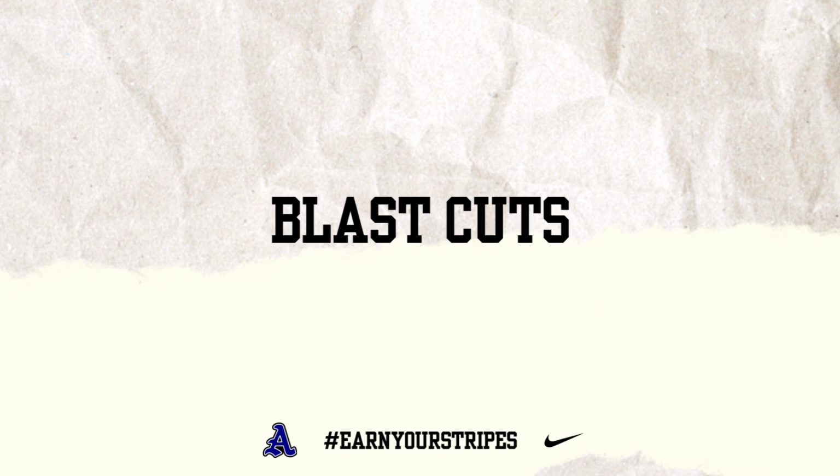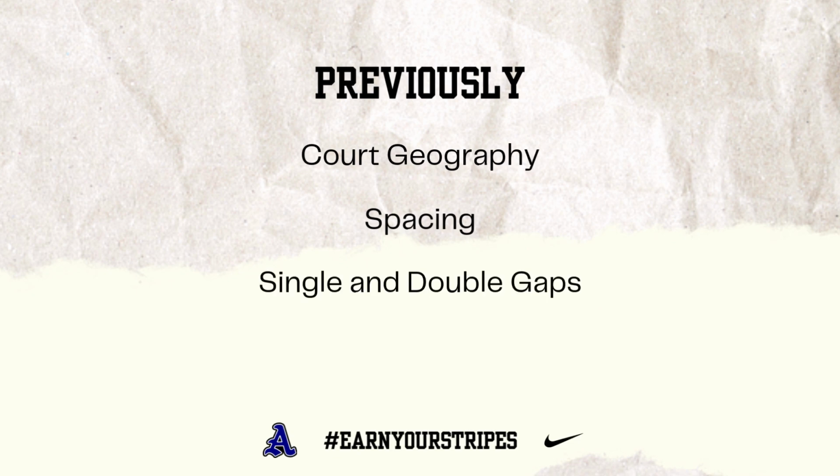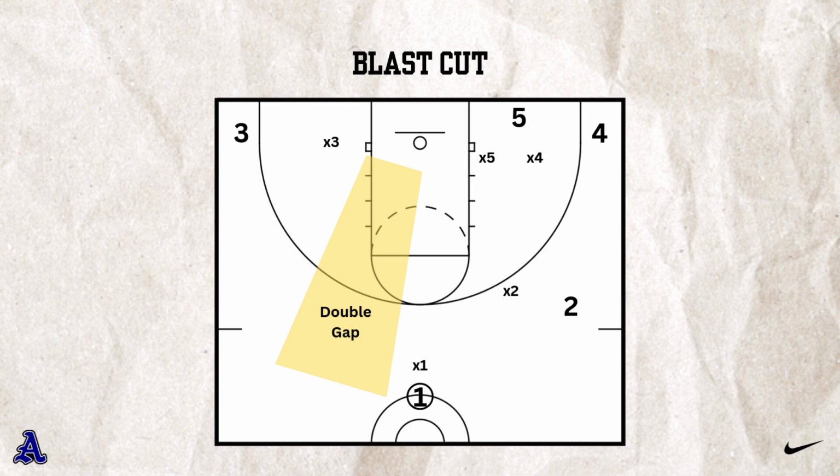In this episode, we're building off the foundation we laid in Episode 1, where we introduced court geography, spacing, and the concept of single and double gaps. If you missed that episode, you can click the tab in the top right of the screen to catch up before watching this video. Today, we're going to talk about how we attack double gaps off the ball using one of the simplest but most powerful actions in basketball, the blast cut.